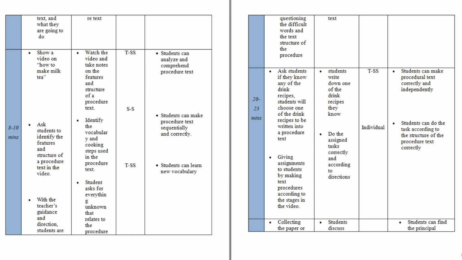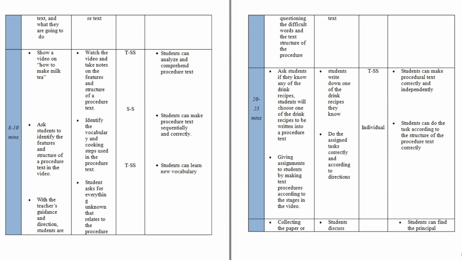Next, ask students if they know any drink recipes. Students will choose one of the drink recipes to be written into a procedure text. Students can make procedure text correctly and independently. Giving assignments to students by making a procedure text according to the stages in the video. Students can do the task according to the structure of the procedure text correctly. This step will take about 20 to 25 minutes.